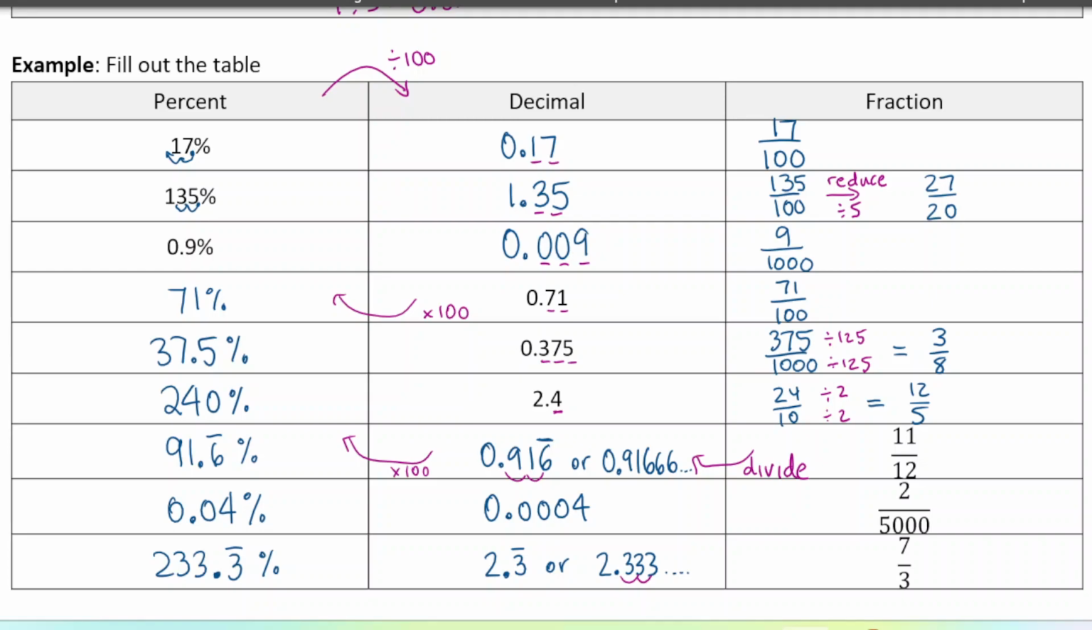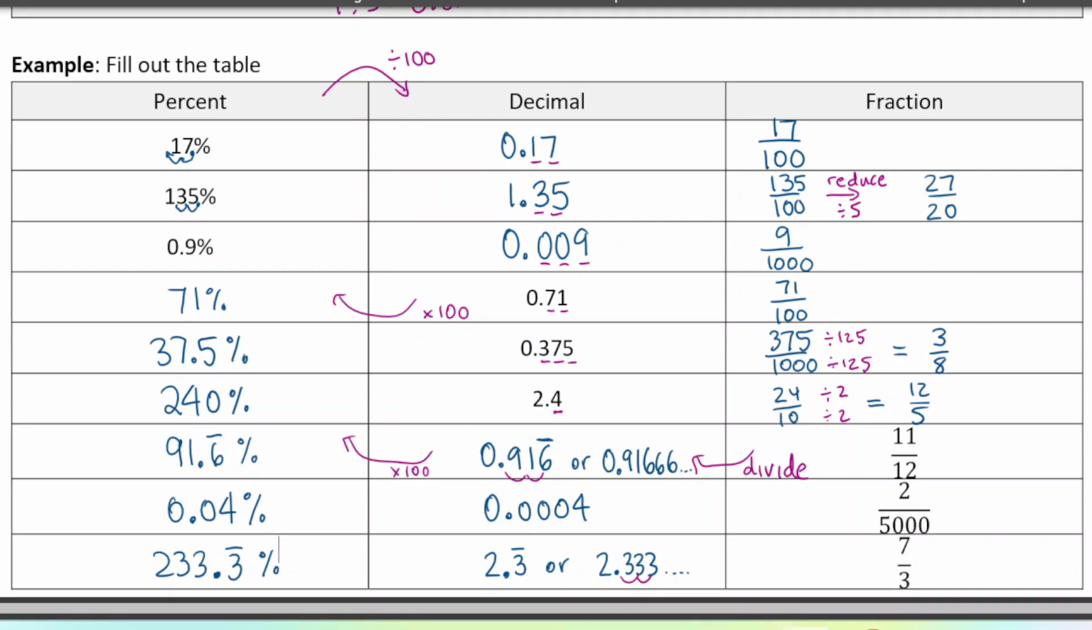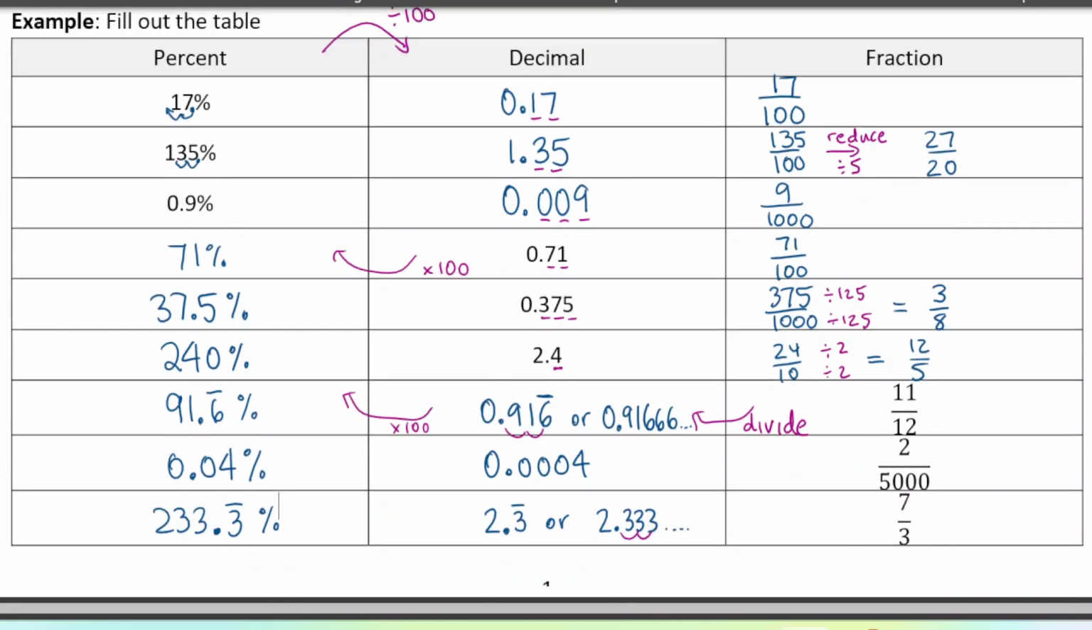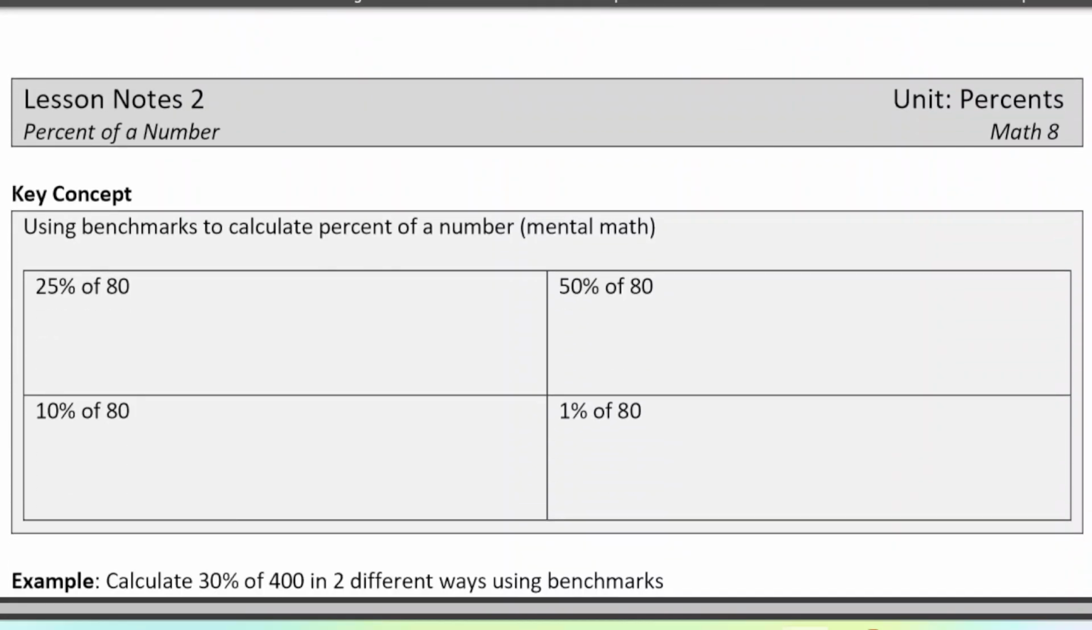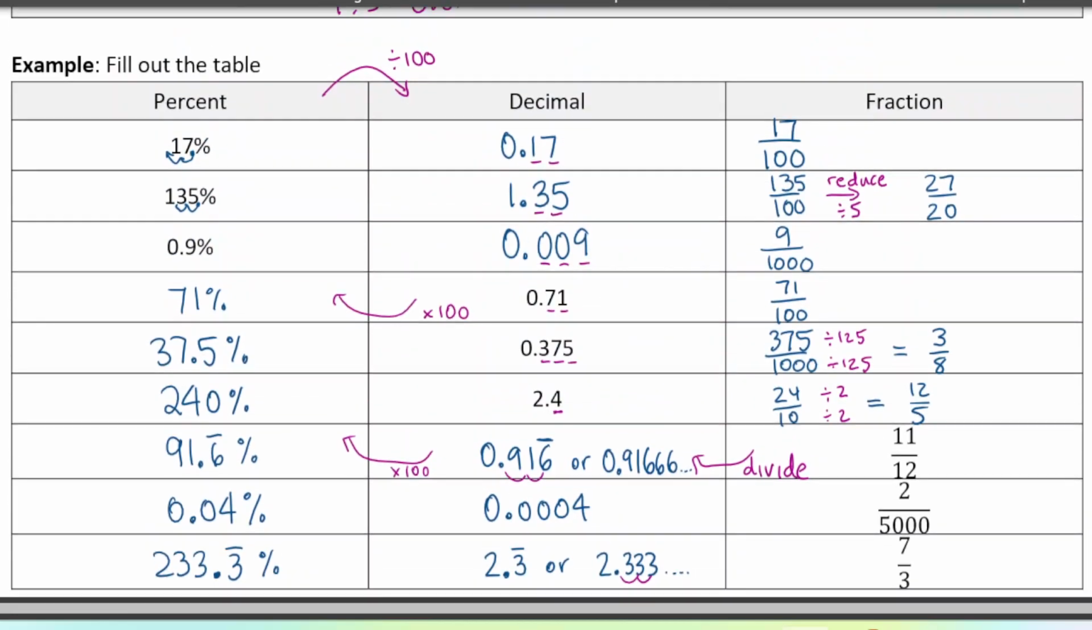Okay, so there you go. There's converting between decimals, percents, and fractions for you. All right, and that is the end of the lesson.